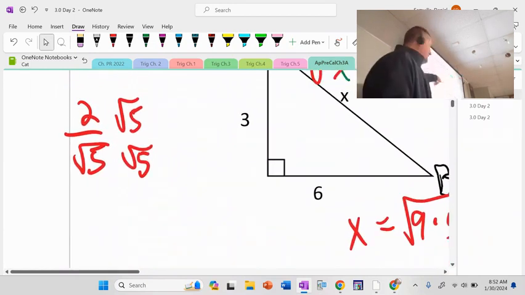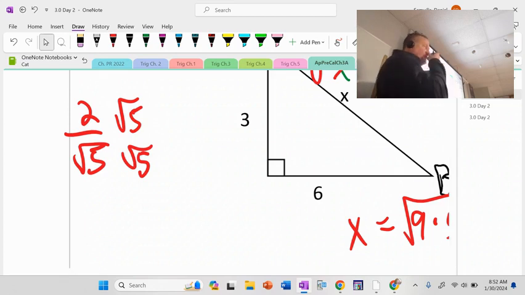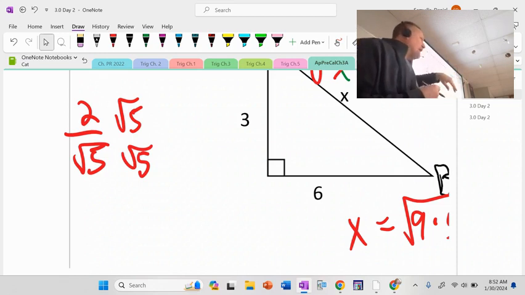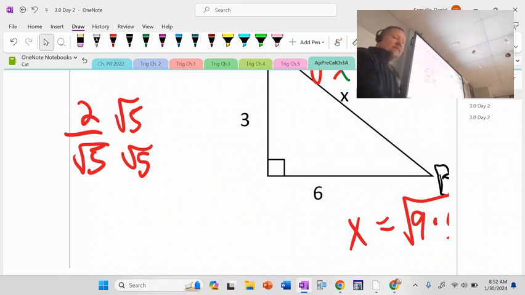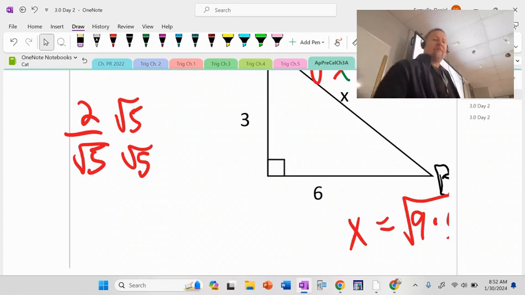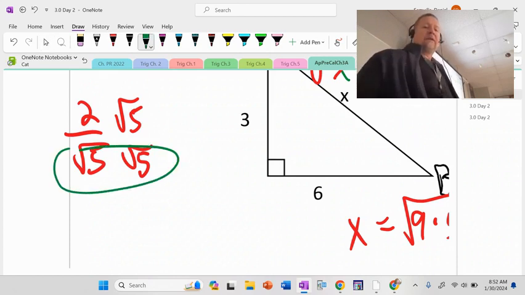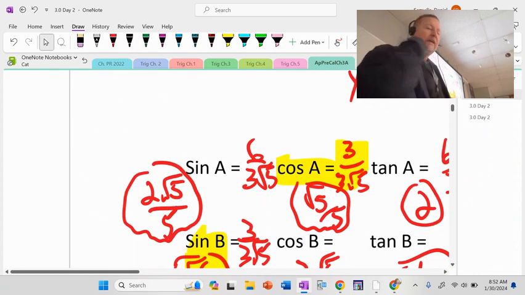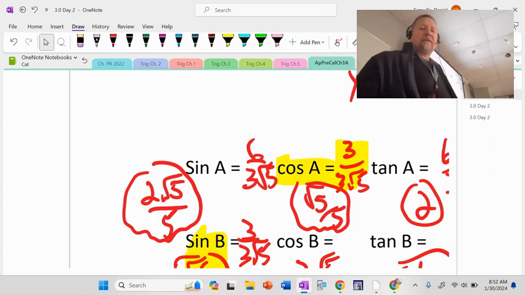And then I showed off to the side for first hour, this is how you rationalize. You multiply top and bottom by root 5. I think we might have rationalized in August when we were in the PR section as a review concept. So that's how I get 2 root 5, and then this becomes 5 down here. That's why I circled that over here next to the sine of A. So just the ability to rationalize is what we're practicing there.